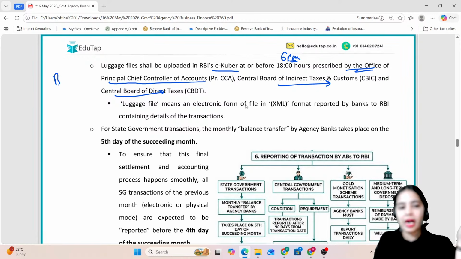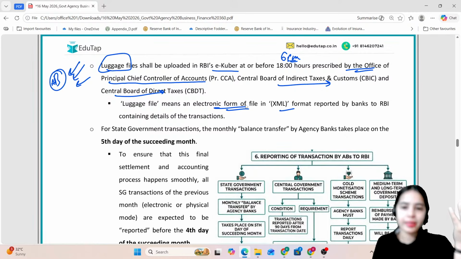So if the agency bank is collecting the direct taxes, indirect taxes and the other customs and duties, in this case the scroll file, that is the electronic form of file in the XML format, has to be reported by the banks to RBI at 6 p.m. on a daily basis, except on public holidays.